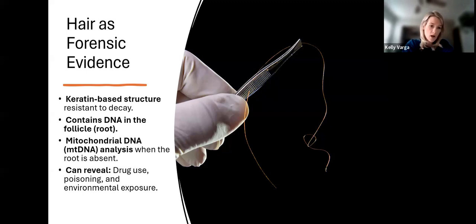So where they are important is that they contain DNA inside of the root. That is the portion of the hair, not the entire length of the hair. It is the root portion, and I'll show you a picture to come. And we can also look at things like mitochondrial analysis if the root is absent. These can reveal lots of things: drug use, poisoning, and even environmental exposure as it relates to where the person might have been, or again, drug usage or toxicity.